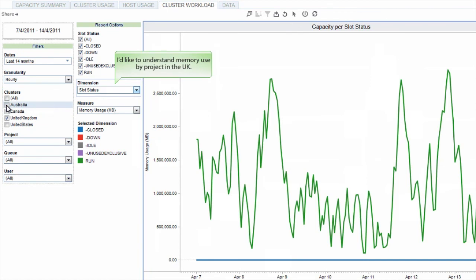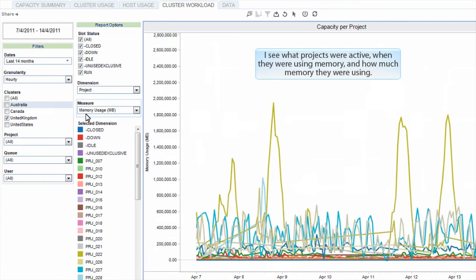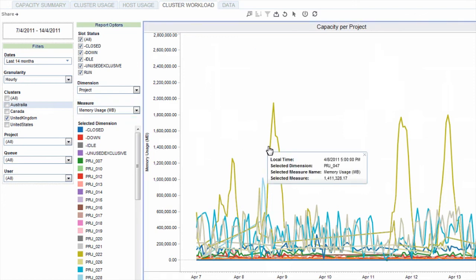I'd like to understand memory use by project in the UK. This view shows me what projects were active, when they were using memory, and relatively how much memory each was using. At this instant in time, jobs associated with Project 47 were using a total of 1.4 terabytes of memory across all UK cluster resources.